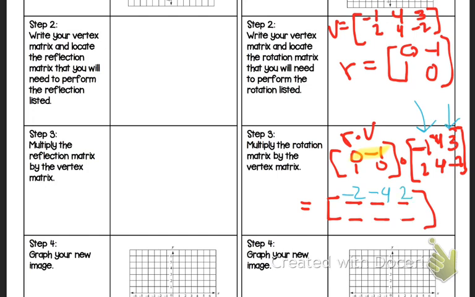Now I go to the bottom. So second row multiplied by each column. So second row, first column, 1 times negative 1 is negative 1. 0 times 2 is 0, so it stays negative 1. 1 times 4 is 4. 4 times 0 is 0, so we get 4. 1 times 3 is 3, plus 0 times negative 2 is 0, so 3 plus 0 is 3. Okay, and this is our new prime matrix, so we have A prime, B prime, C prime. And now let's graph it.